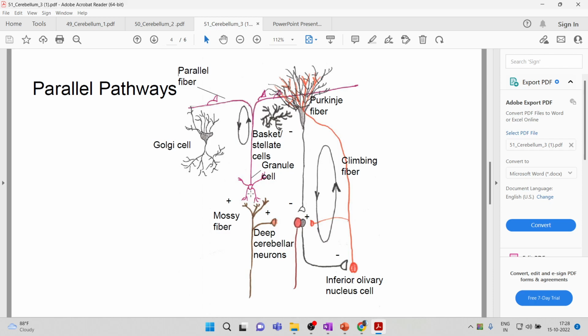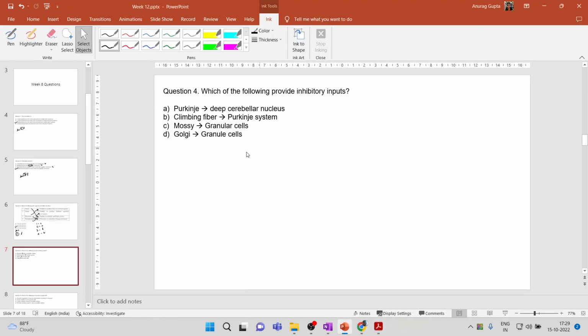And also we have these inhibitory interneurons. The mossy fiber also synapses with an interneuron called the Golgi cell, and the Golgi cell in turn causes inhibition in the granule cells. So there are various layers of excitation and inhibition that are happening. So let us go back to the question. Which of the following provides inhibitory inputs? So we just saw that the Purkinje cell provides inhibitory inputs to the deep cerebellar nucleus.